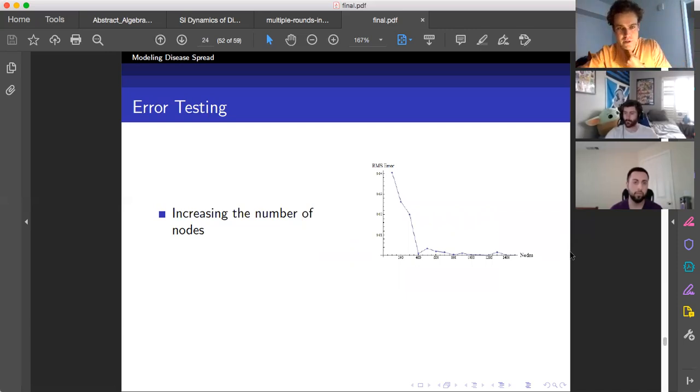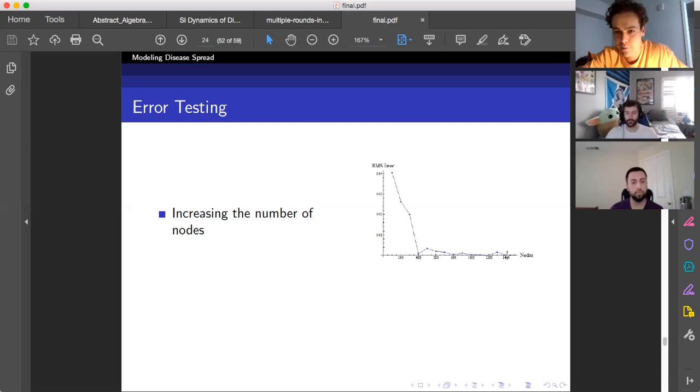So as you can see here, we have the root mean square error on the y-axis, and on the x-axis we have the number of nodes increasing, with the number of nodes really meaning the number of people in our population. The root mean square error is way up here at 0.04, at about 150 nodes or 150 people. Then you can see as the number of people gets bigger and bigger in our simulations, that error converges towards 0.